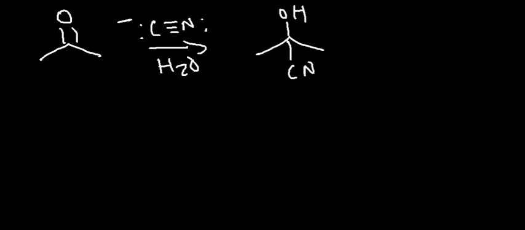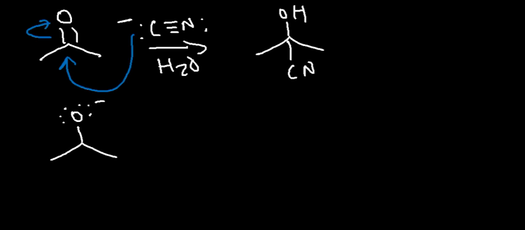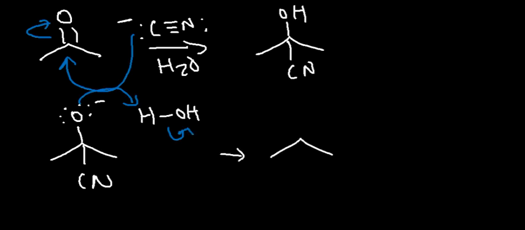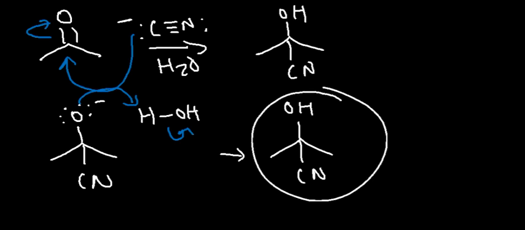So the first thing that the nucleophile is going to do is attack the carbonyl group, and then that bond's going to open. So now we have an oxygen with a negative charge, and then we have a CN. And then the oxygen with the negative charge is going to react with water. It's going to grab a hydrogen and expel a hydroxide. And so we get this. And that's the end result for that reaction.